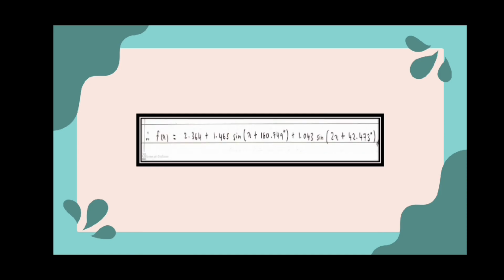For the final answer, standard form was used as the question asks, up to and including the second harmonic.